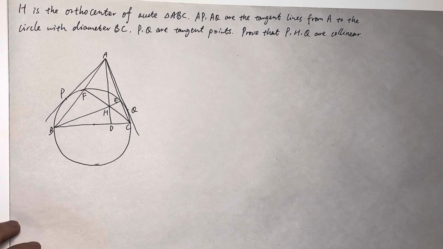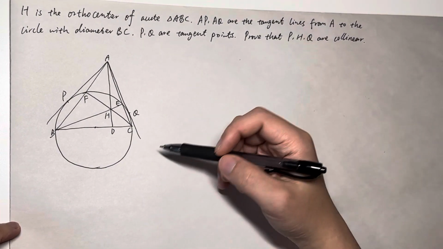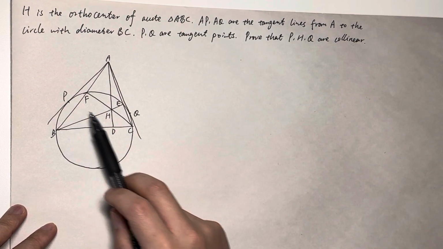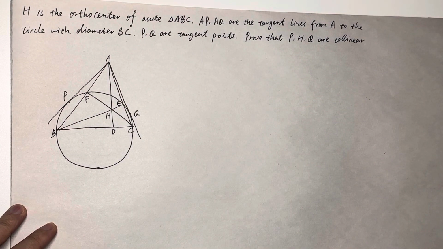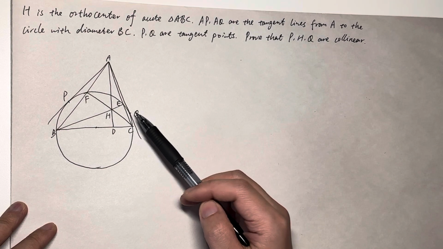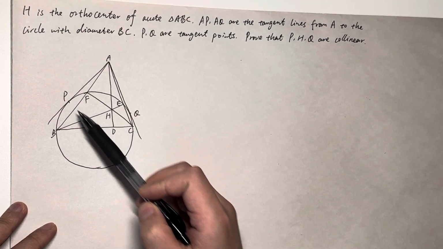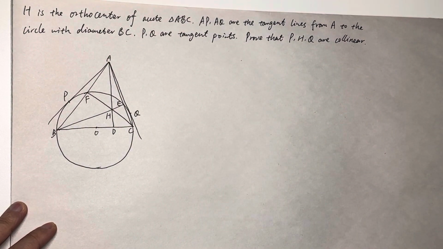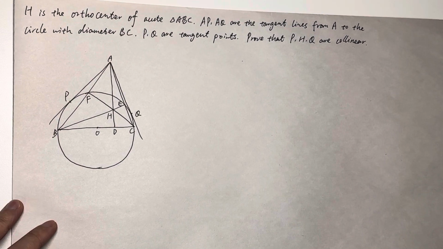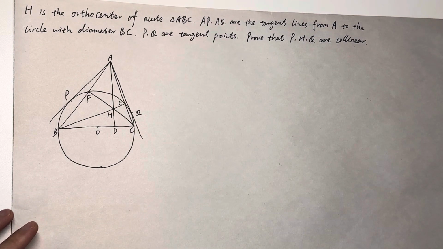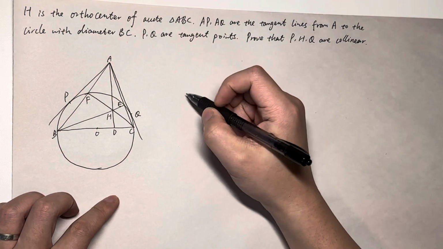Okay, let's just think about this problem first. The problem is asking us to prove that P, H, Q are collinear. So the first thing that we can think of is what is the P point, what is the Q point? They are tangent points, right? So we can think of connecting, let's call this O, connecting OP and OQ. But would that be helpful with proving P, H, Q to be collinear? We don't know.